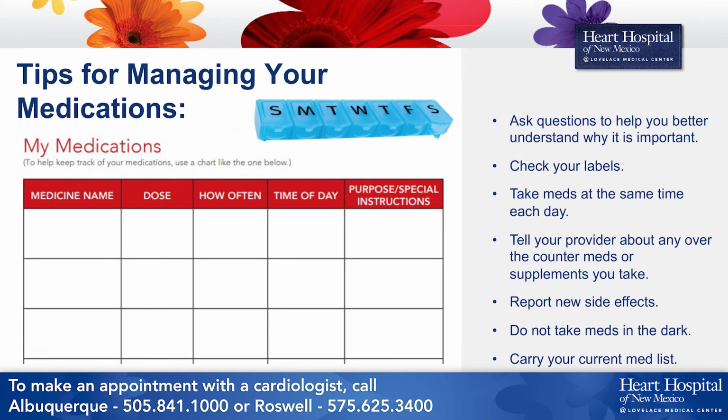Some tips for managing your medications. You may end up on quite a few medications, and it can be difficult to keep track. So here are some tips to help manage them. You may want to get a medication chart. You should keep a list of all of your medications and what dose you're on, how often you take it, and what time of day you should be taking it. You also might have special instructions, such as if you should take them with food or if you should take them after or before another medication. Ask questions to help you better understand why these medications are important. Check your labels. Make sure you are on the medications that you have been told you're on.